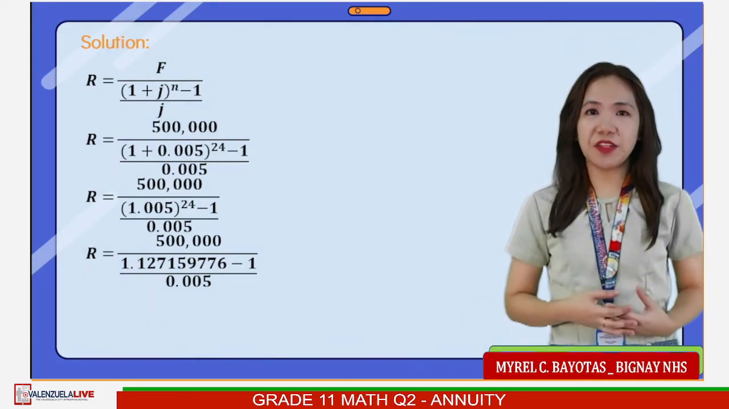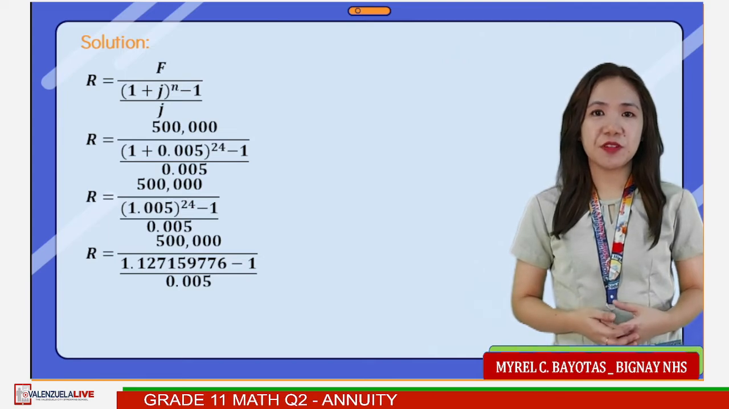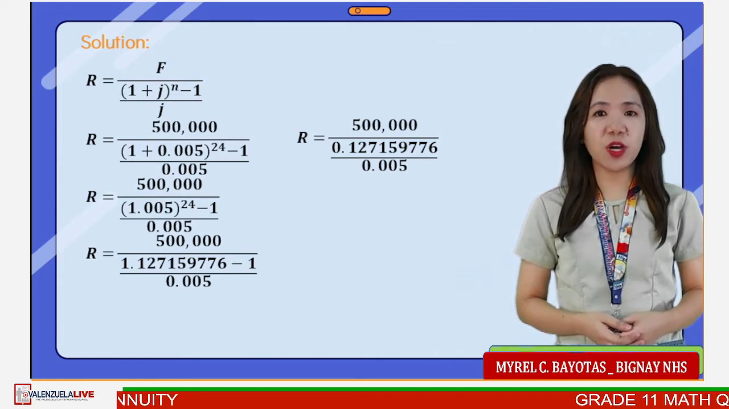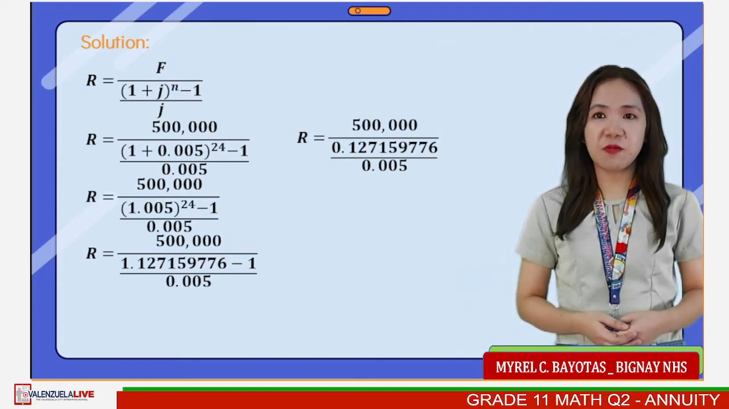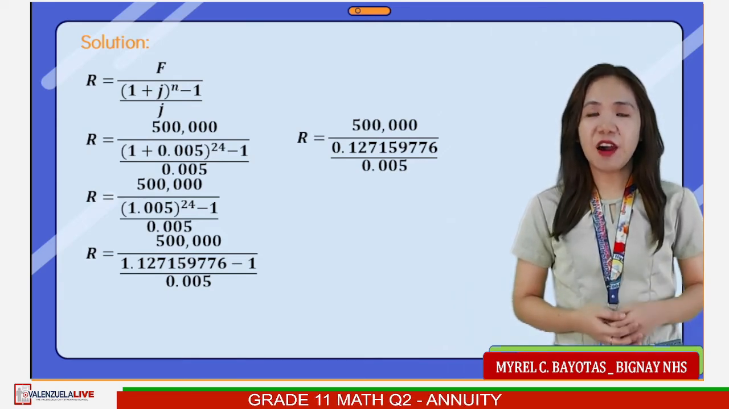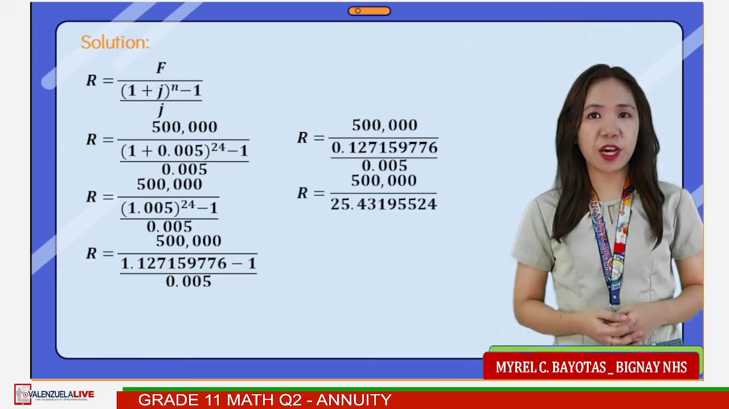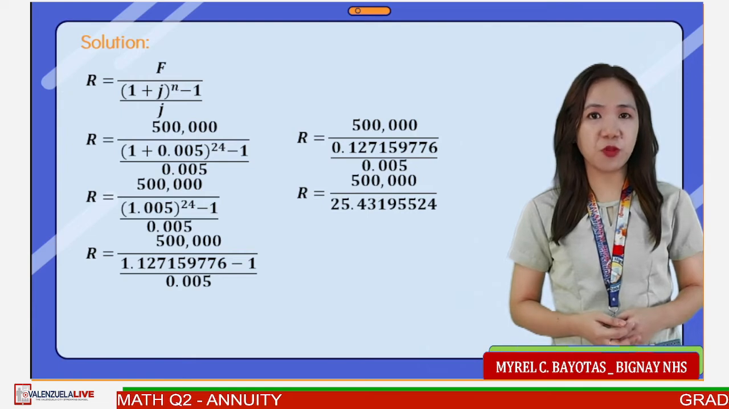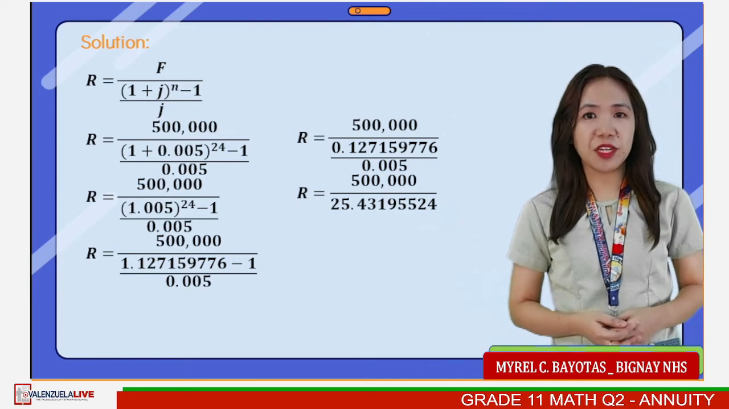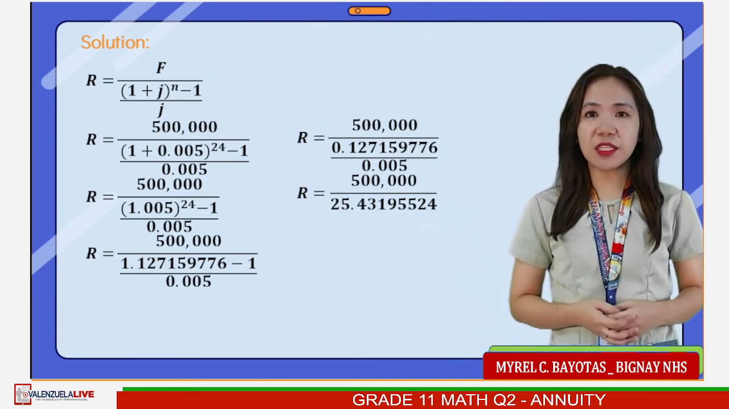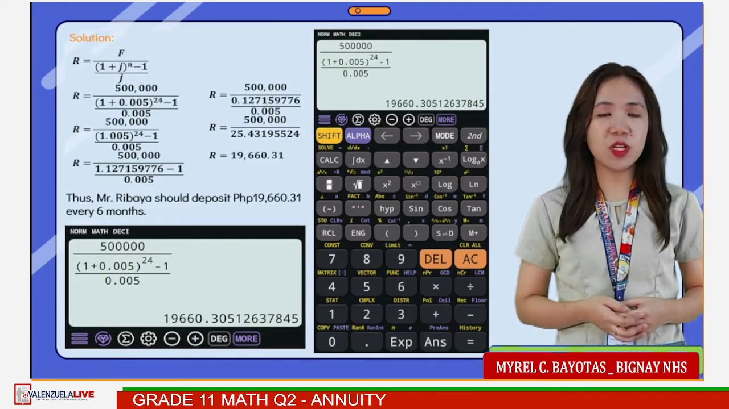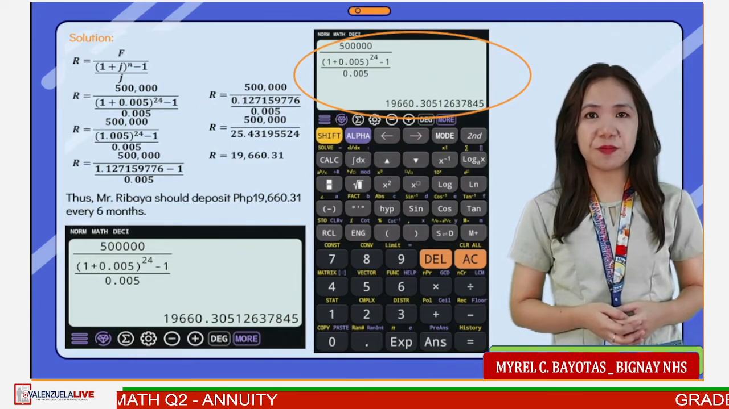Just like what we did earlier, let's focus first on the denominator. Subtract. We'll have R equals 500,000 over 0.127159776 over 0.005. Divide. R equals 500,000 over 25.43195524. Lastly, divide the numerator by the result in the denominator. The final answer is R equals 90,660.31. Here's how the solution will look once you encode it in your scientific calculator.